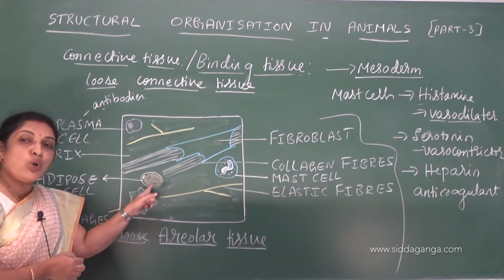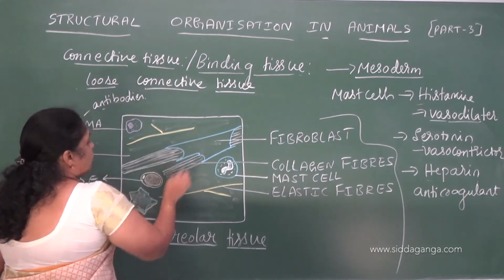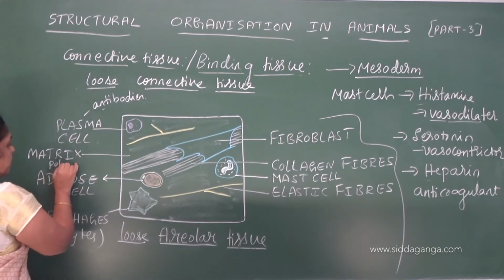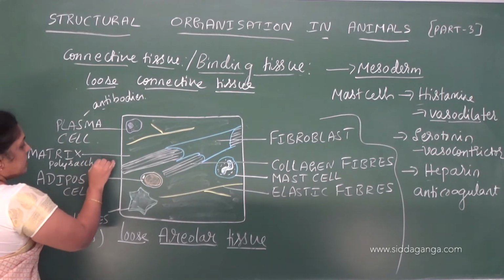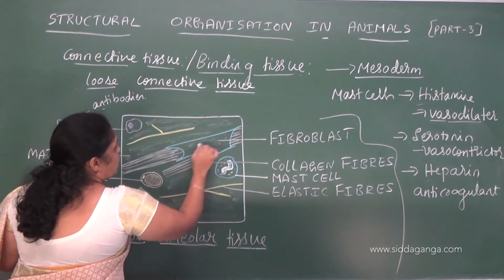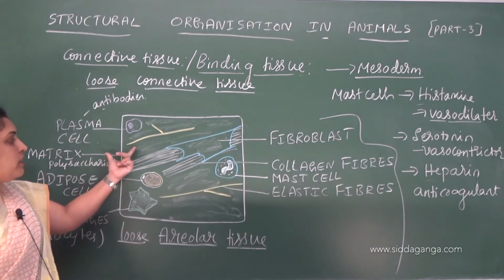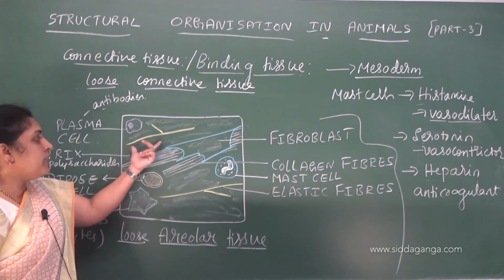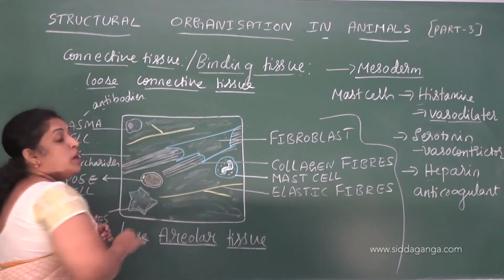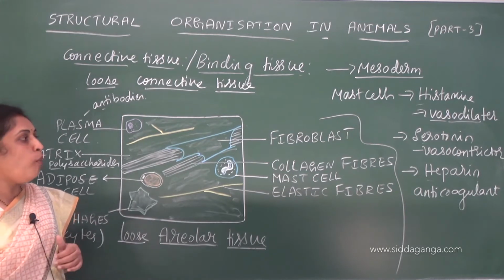Adipose cells mainly store fat. The fibroblasts also secrete chemical substances made up of polysaccharides. These are deposited between the cells and form a ground substance or matrix. The matrix is a chemical substance present between the cells, secreted by these cells only. It mainly contains mucopolysaccharides.